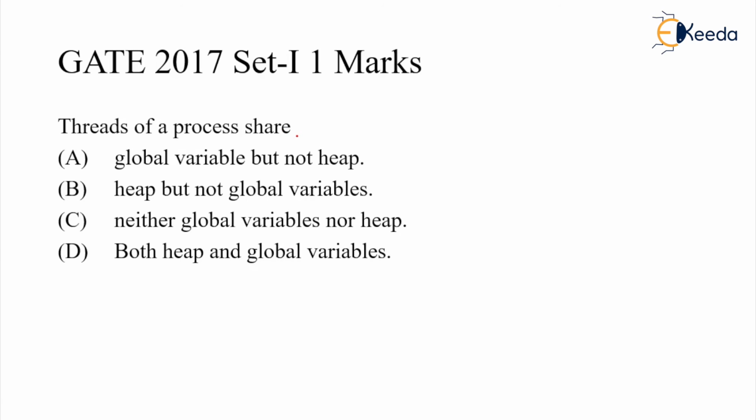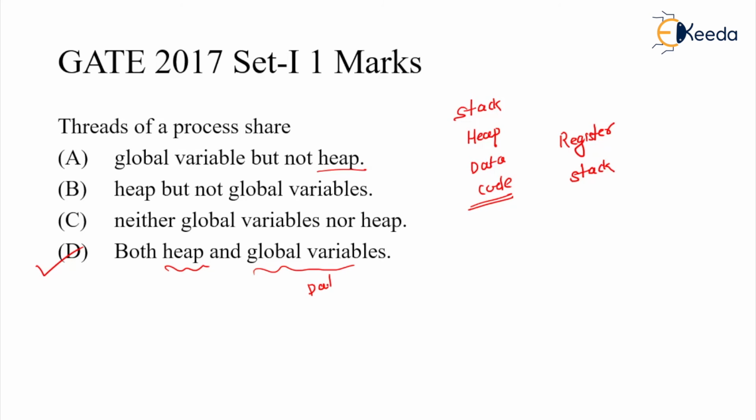Threads of a process share. So what do they actually share? Both the heap and the global variable, right? We know that there is a stack, heap, data and code section. The only things they don't share are the registers and the stack content. Apart from that, they share everything. So we can say both heap and global variable. Heap is a part of memory and global variable is part of the data, so they share both entities.